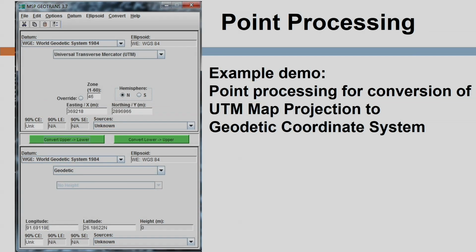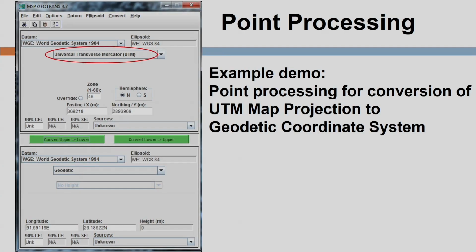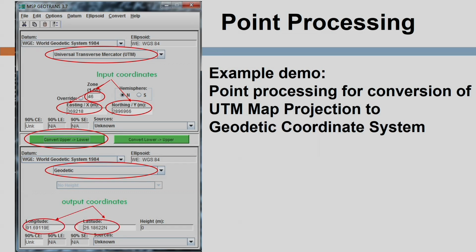Let us do the same thing in a reverse fashion. That means I am converting the point in the UTM map projection to the geodetic coordinate system. So what will I do here? I will specify my input in the UTM. These are the further information on the coordinates, easting and northing, and then I will choose geodetic in the output. Then I will do convert upper to lower, and it will give me the output coordinates. I hope you got the idea here for point data processing.